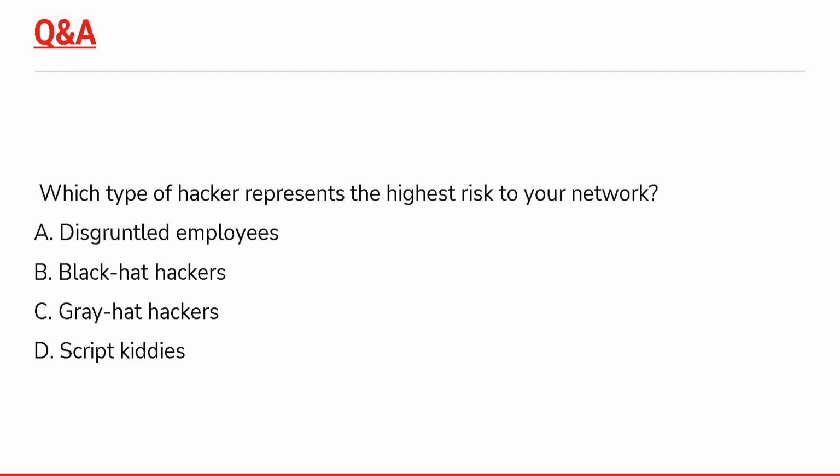So it's asking which type of hacker represents the highest risk to the network, or I can say to the organization. Option A, the disgruntled employee. An employee who is not happy with his workload, not happy with the organization, not happy with the politics around him, and then tends to become malicious. That is known as the disgruntled employee, the insider threat.